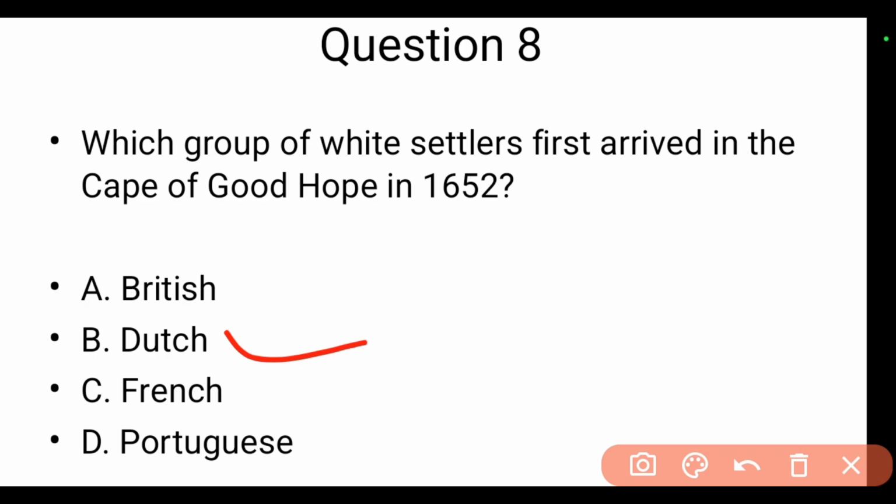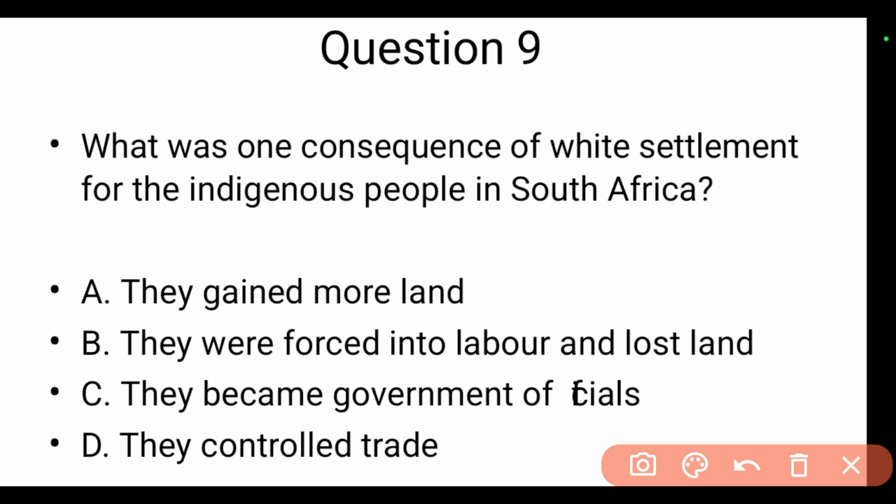However, when things became stabilized and they were given land in the southern part of Africa, the present-day Cape Colony, these people had no choice but to get involved in what? In agriculture or farming. Question number 9.